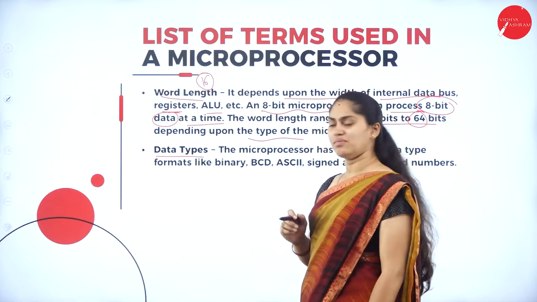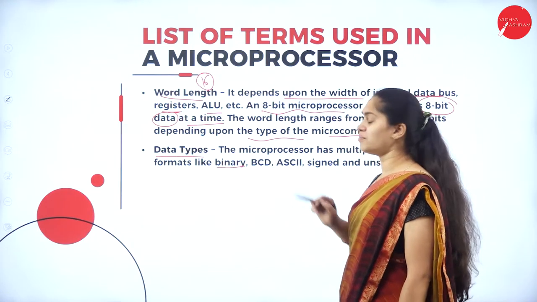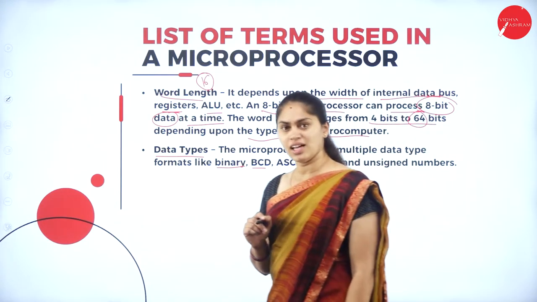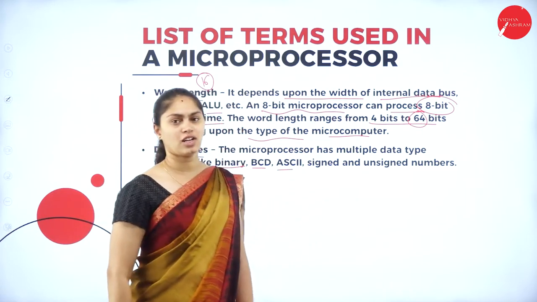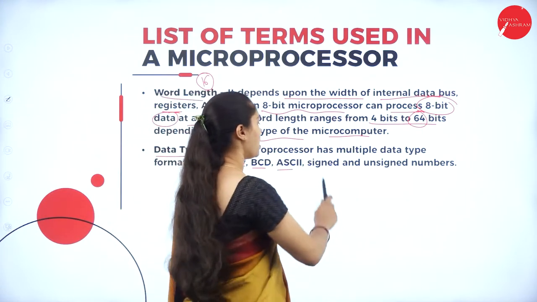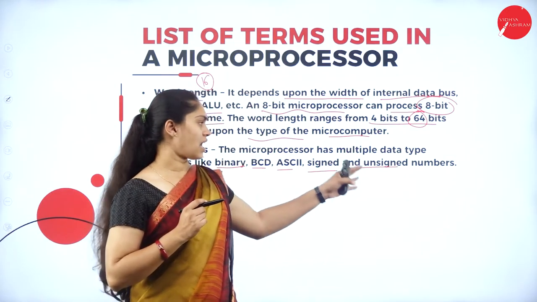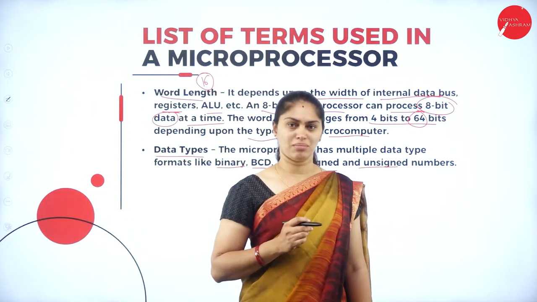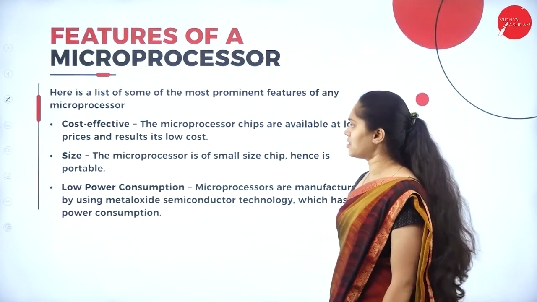Then we also have data types in this microprocessor, which include binary, which deals with zeros and ones, and BCD, binary coded decimal. We have ASCII, the American Standard Code for Information Interchange, and we have signed and unsigned numbers. If it is unsigned, that is positive. If it is signed, then that is negative numbers. All these you need to remember with respect to the data types.